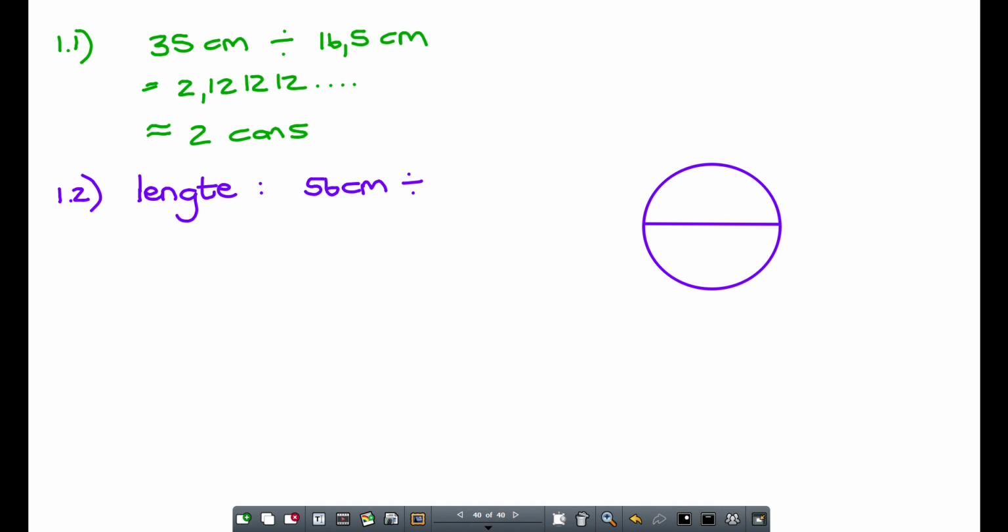Okay, so I'm going to divide it by the diameter, which was 12,6 centimeters.